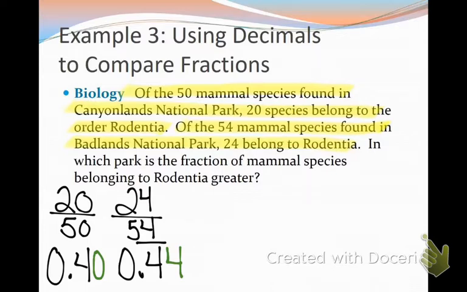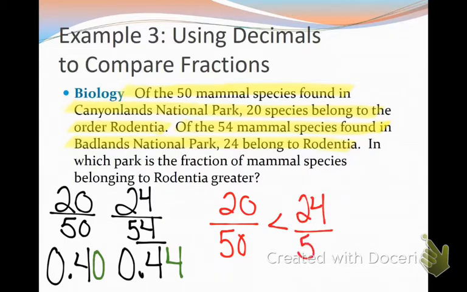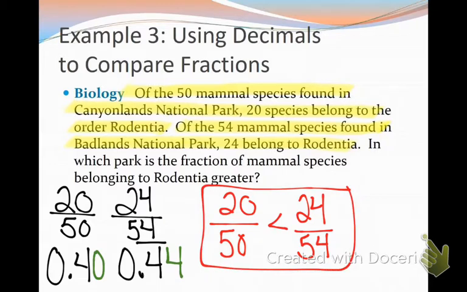So what we're going to say in our answer is this. 20 over 50 is less than 24 over 54. Or we could write it the other way. 24 over 54 is greater than 20 over 50. But either way, I'm showing which one is greater.